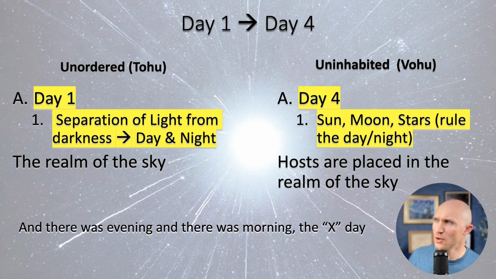And so if we look at day 1 compared to day 4, day 1, you've got the separation of light from darkness, day and night. And so the realm of the sky is created. So God has taken that chaotic state and he's made it orderly. And then in day 4, you've got inhabitants for the realm of the sky, the host of the sky placed in the realm of the sky, the sun, the moon, and the stars to rule over the day and the night.